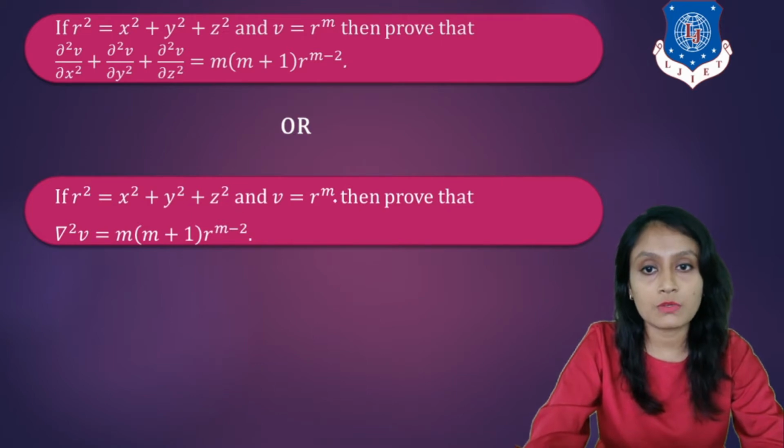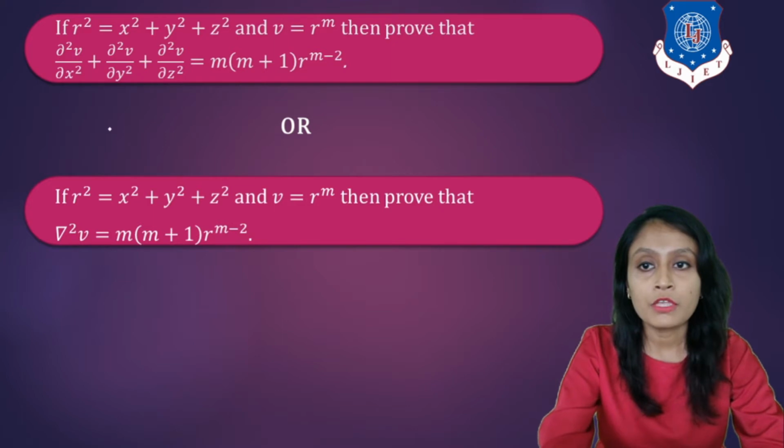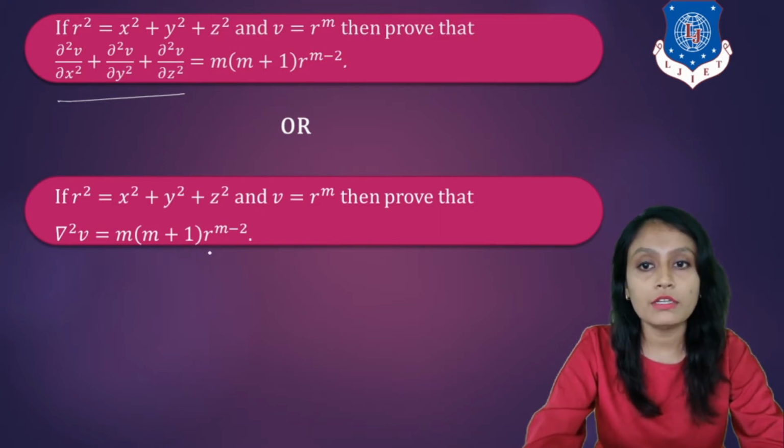Also, the question can be asked as: if r square is equal to x square plus y square plus z square and v is equal to r raised to n, then prove that del square of v, so in place of this it is written as del square, is equal to m into m plus 1 into r raised to m minus 2. So, let's begin with the solution.